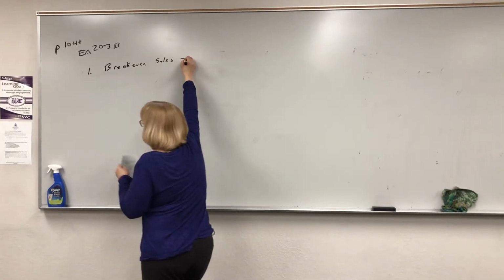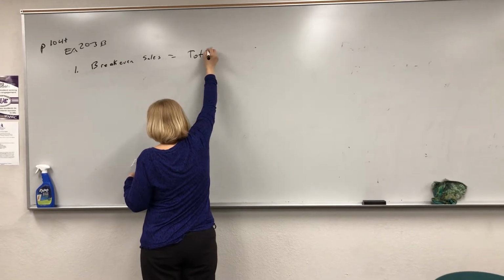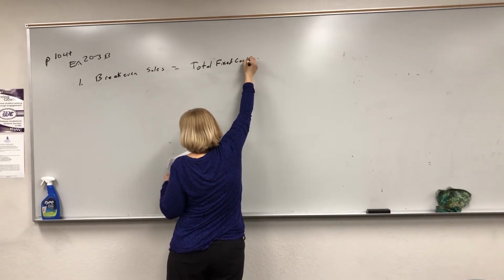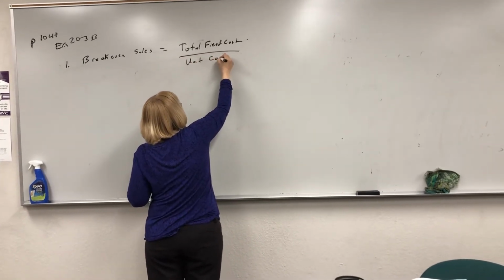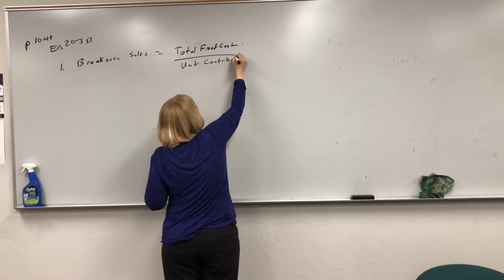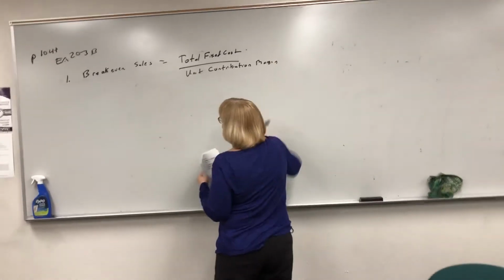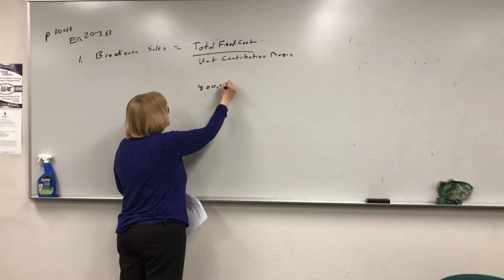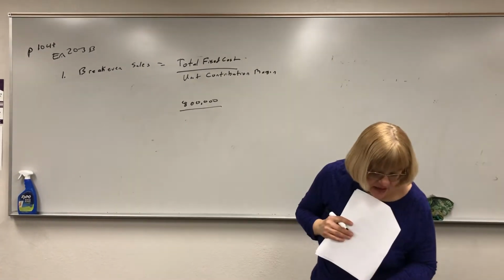So our formula for break-even is total fixed cost divided by unit contribution margin. So it gives us the fixed cost is 800,000. We have to find our unit contribution margin.